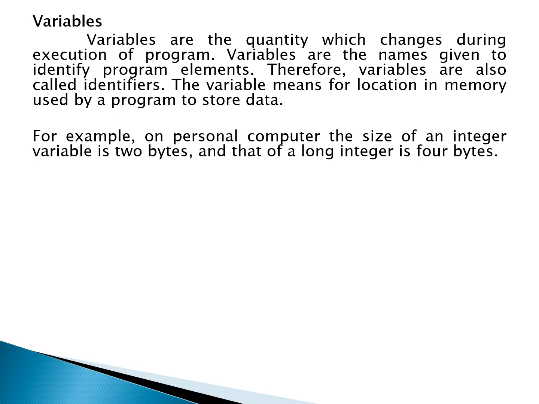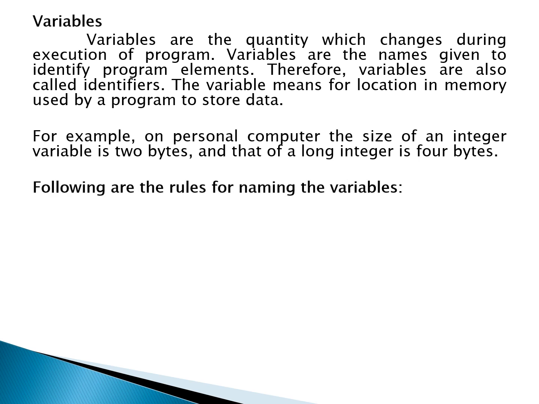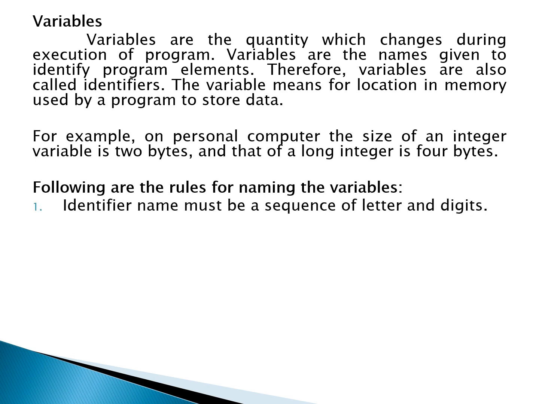For example, on a personal computer, the size of an integer variable is 2 bytes and that of a long integer is 4 bytes. The rules for naming variables are: the identifier name must be a sequence of letters and digits and there should not be any special symbols.